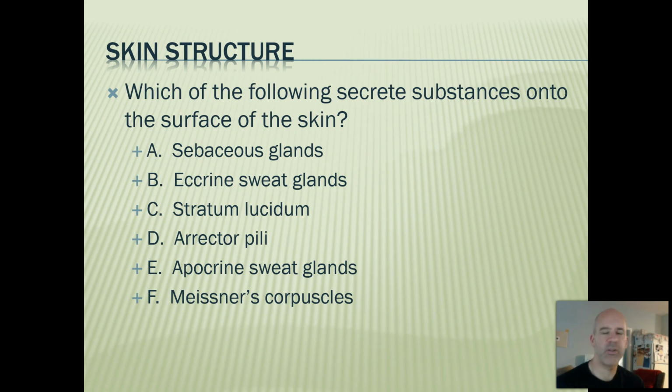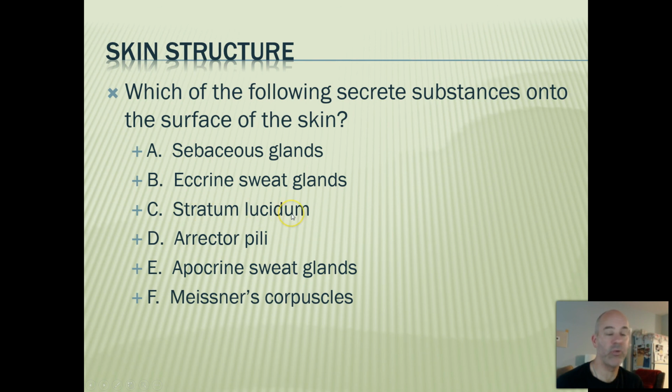All right, then skin structure and function questions. Which of the following secrete substances onto the surface of the skin? Okay, so this is one of those multiple answer questions. How about the sebaceous glands? Yes, they secrete the sebum or your skin oil. Eccrine sweat glands. Yes, they secrete sweat onto the surface of the skin.